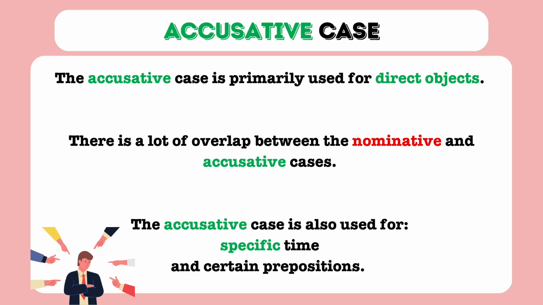The second case that we're going to talk about is called the accusative case. This case is primarily used for direct objects. The direct object is going to be explained in another slide, but just know that I'm going to tell you what that is if you don't understand it. There's a lot of overlap between the nominative and accusative cases, which makes it super simple to continue on to the accusative case once you learn the nominative case. The accusative case is also used for a variety of other things, including specific time and a variety of prepositions.